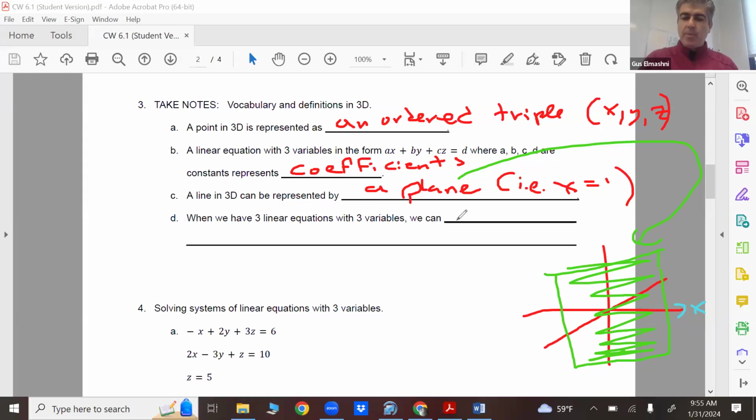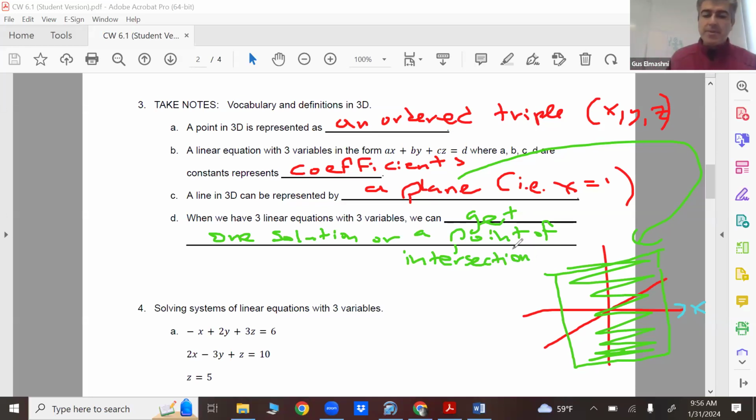When we have 3 linear equations, 3 variables, we can get one solution or a point of intersection. Because that's what we're trying to accomplish here. How do we find points of intersection with three equations, three variables? Because if you have all these different planes, they could just meet at one point. So let you guys copy that.